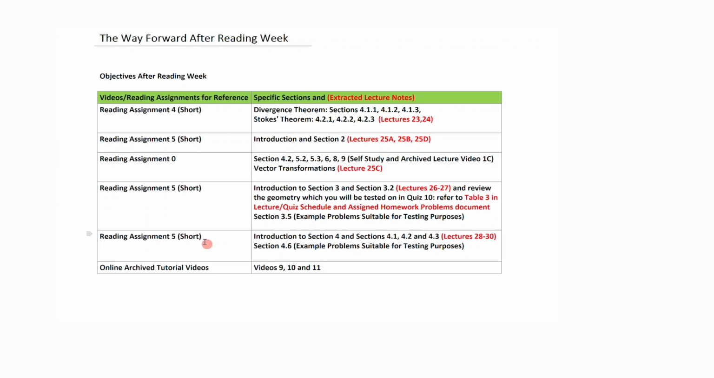And then reading assignment 5 short, we'll be looking at problems involving circulation, and here we'll be looking at the introduction to section 4, sections 4.1, 4.2, and 4.3, and this is the subject of lectures 28 through 30. That is the extracted notes. And if you look at section 4.6, you'll see some example problems that are suitable for testing purposes. You may also find the online archive tutorial videos for basically these two sections helpful, and these are contained within videos 9, 10, and 11.